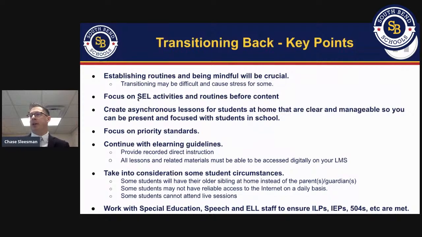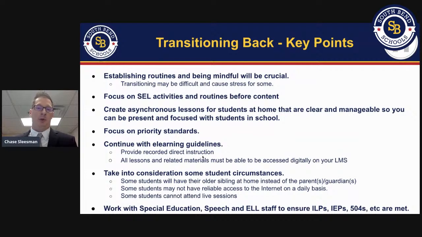Focus on those SEL activities. Again, we are going to be building community and trying to tie in those students that are not able to join live, being in that different group, as well as those students who have selected e-learning for the time being. So just be mindful. The best thing you can do is create those asynchronous lessons for those students that are home and keep them manageable, because you have to keep in mind that you're going to have students in class. So trying to balance everything, the more manageable that you can make those lessons online for your students, the better things should go for you. Also, pay attention to those e-learning guidelines that have already been in place.